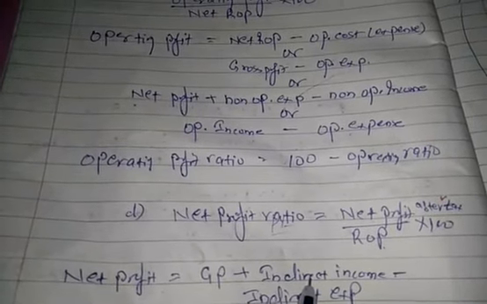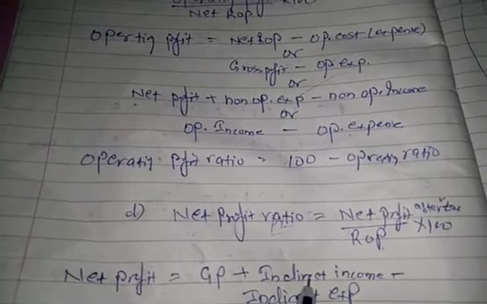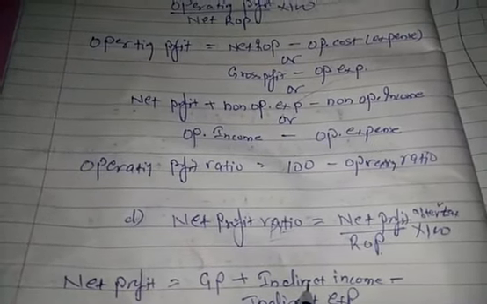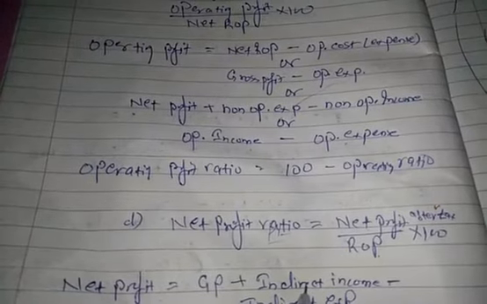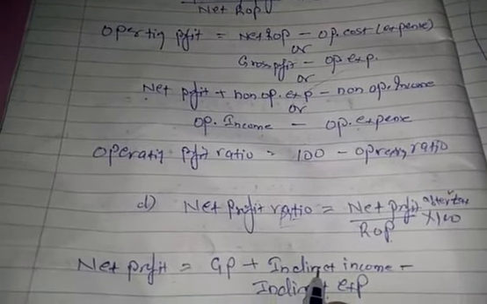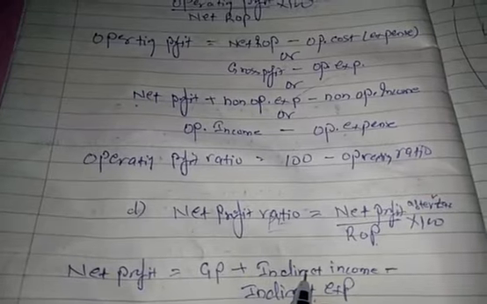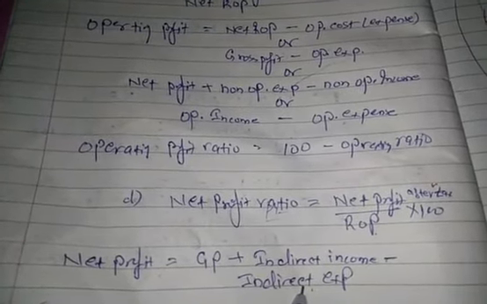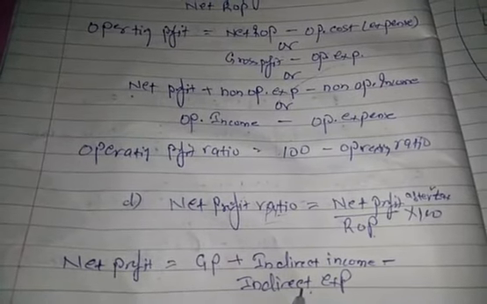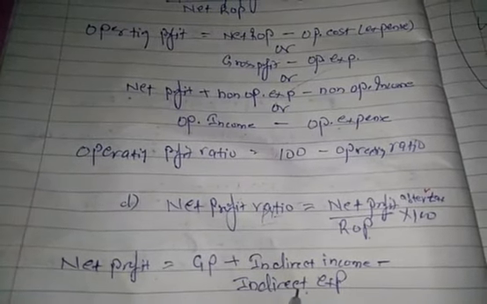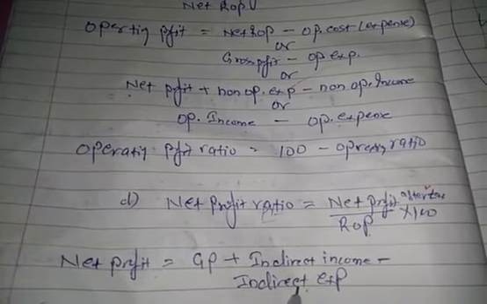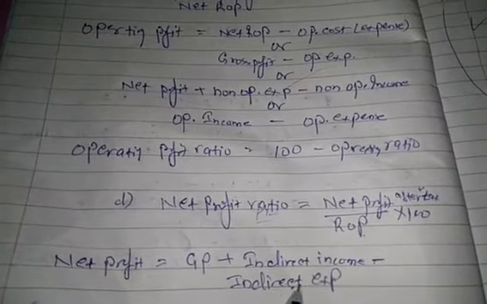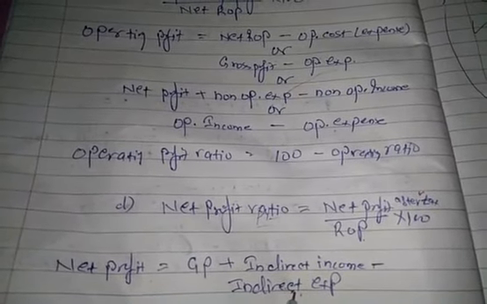What are the indirect incomes? These incomes you are showing in the profit and loss account on the credit side. All the incomes like commission received, interest received, profit on sale of investment, profit on sale of fixed asset are indirect income. Indirect expenses are those expenses which you are showing on the debit side of profit and loss account, like discount, interest paid, commission paid, and loss on sale of fixed asset. All types of indirect expenses we will minus.